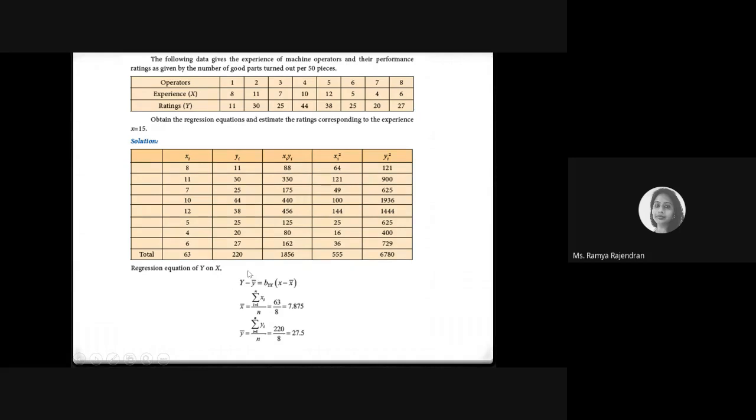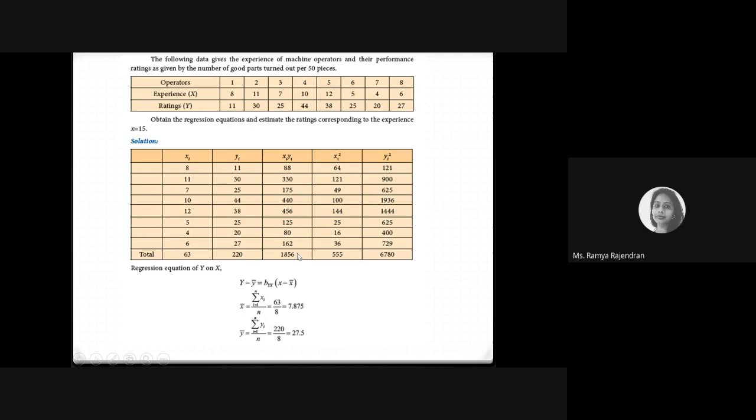If y becomes your dependent variable, the formula for computing the regression equation is y minus y bar equal to the coefficient multiplied by x minus x bar. Here y bar and x bar are nothing but your means. So you're computing the mean for the x variable, the mean for the y variable, and then you are doing a product of x and y. For each of the observations you're computing the product, and then summing it up.